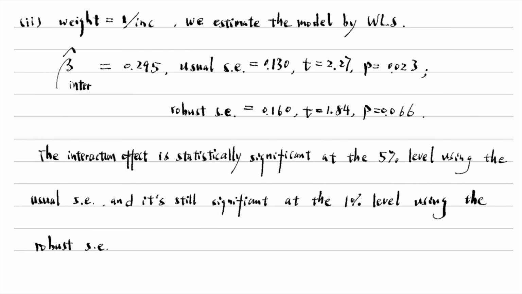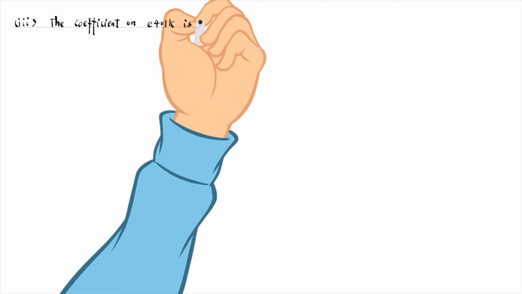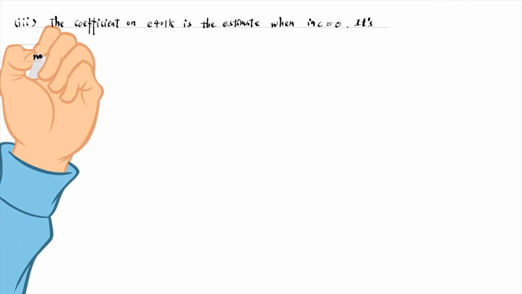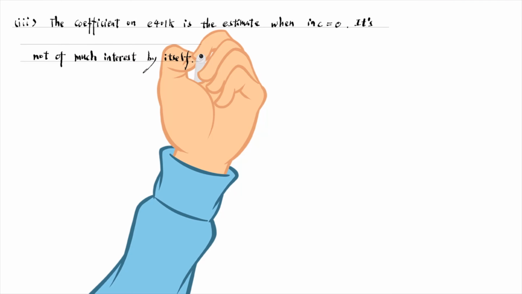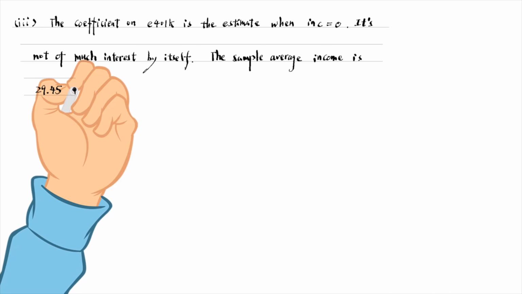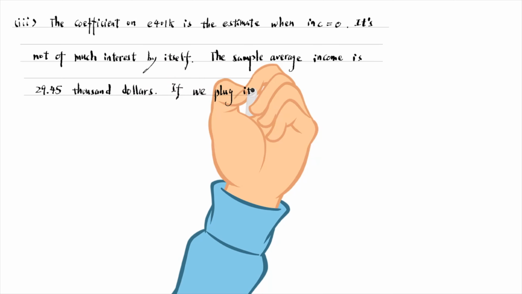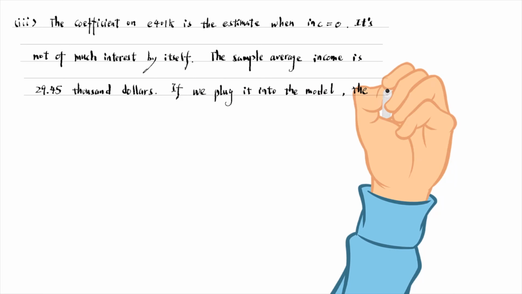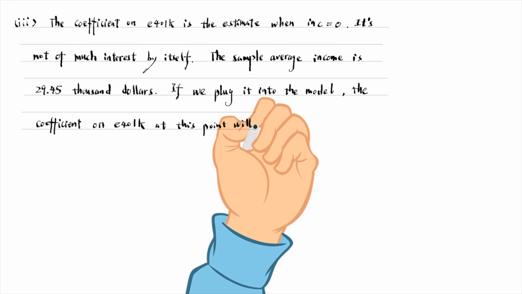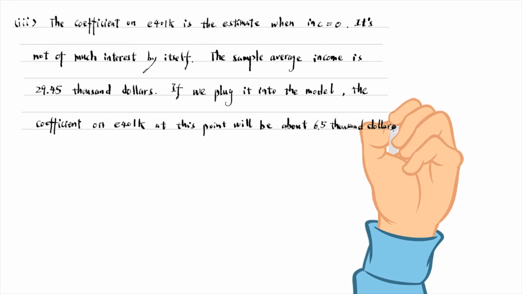For part 3, the coefficient on e401k is the estimate when income is 0. It is not of much interest by itself. The sample average income is $29.45 thousand. If we plug it into the model, the coefficient on e401k at this point will be about $6.5 thousand.